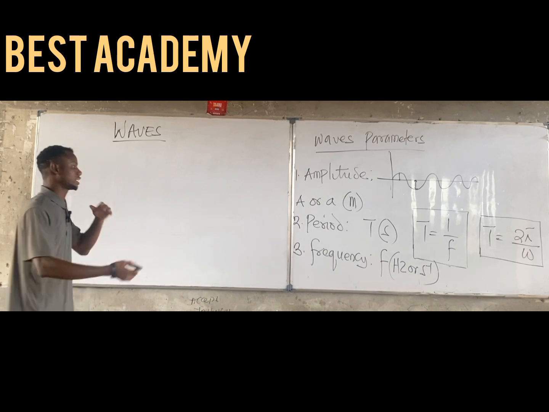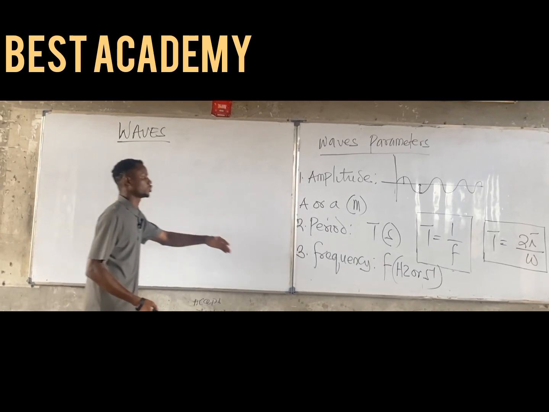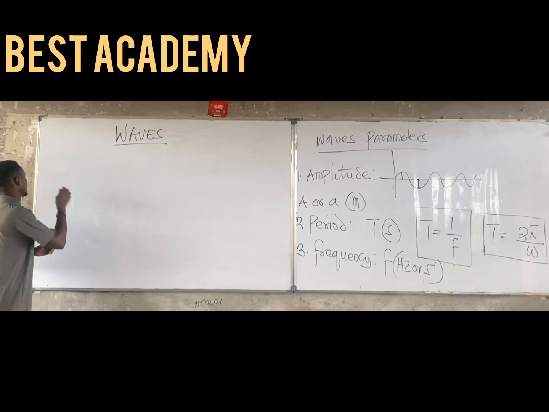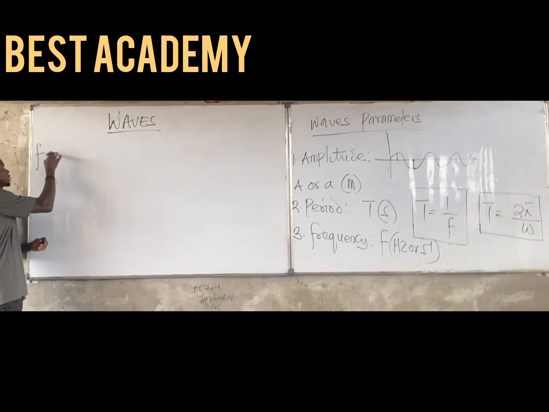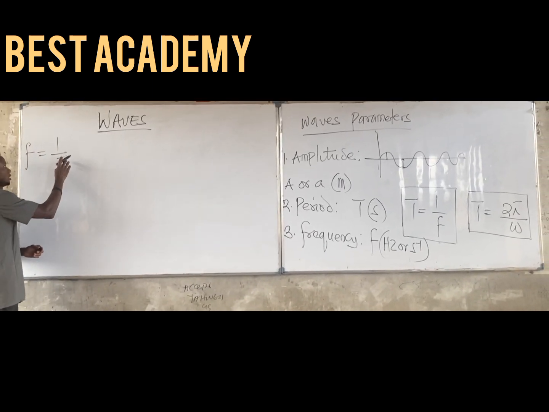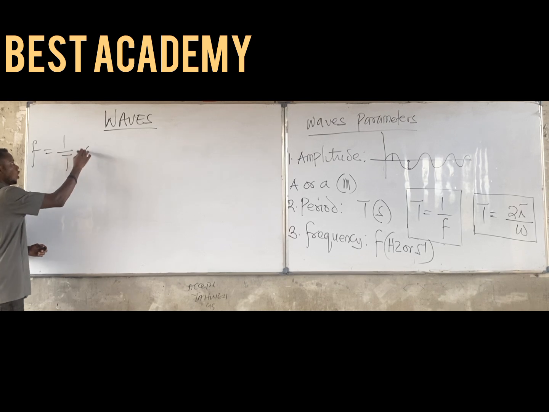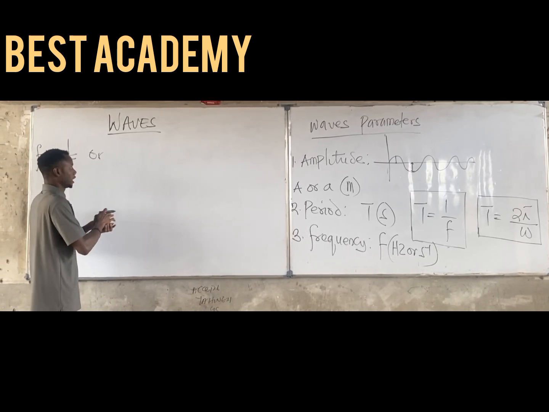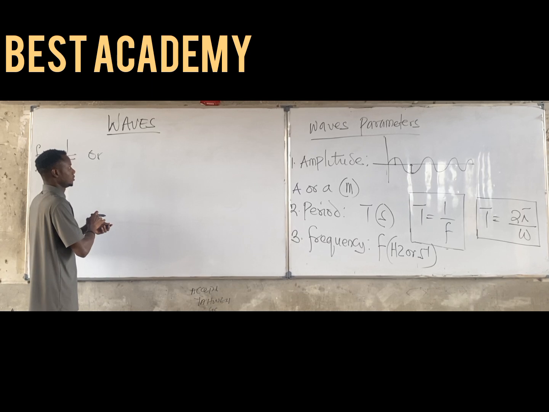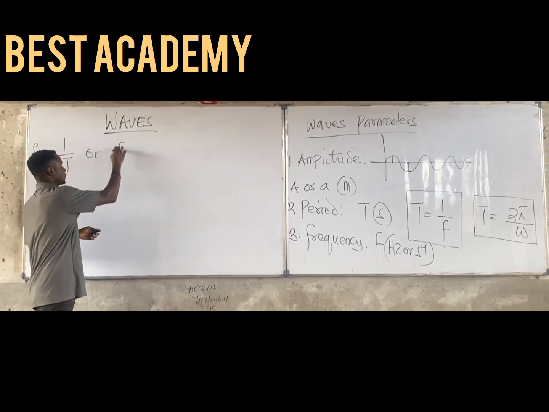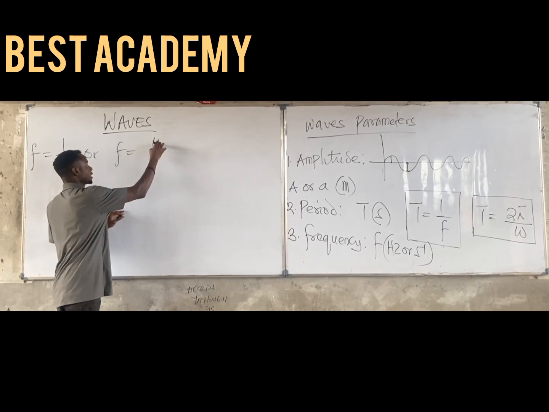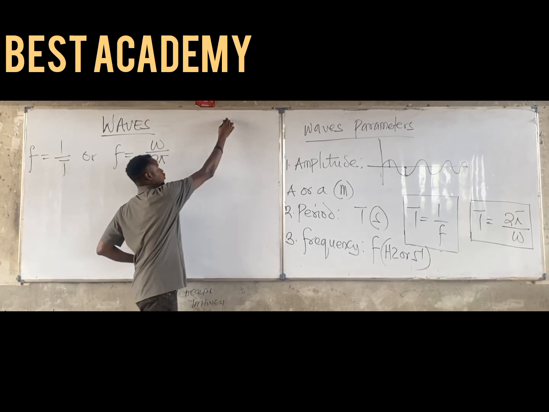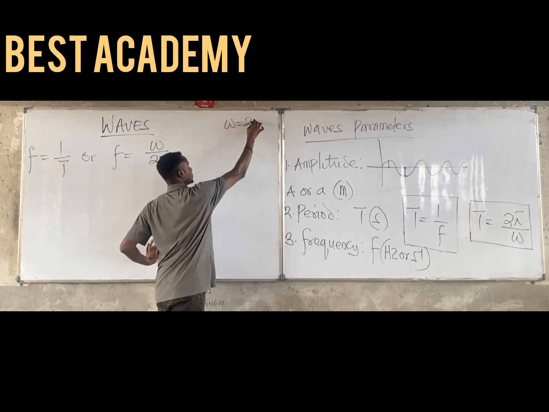Okay, now let's write the mathematical representation of frequency here. Frequency can be represented mathematically as f is equal to 1 over T. Please take note. Or it is the same as f is equal to omega over 2 pi. Please take note from this formula here that omega is equal to 2 pi f.